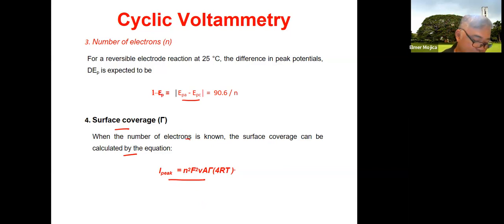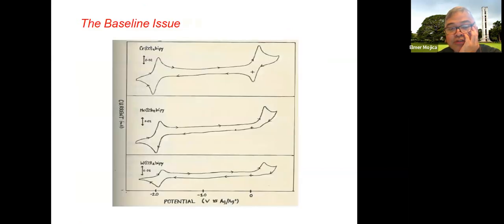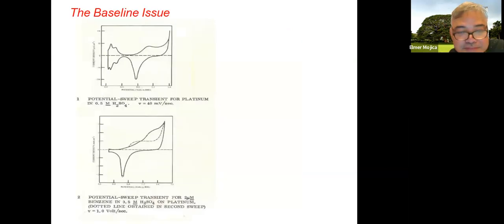Before, you can make a paper by just running a CV of a certain compound. And I'm going to show you some of them. Okay. Now, the problem that they have is the so-called baseline issues. So what can you say about this? Can you say this is a reversible system?